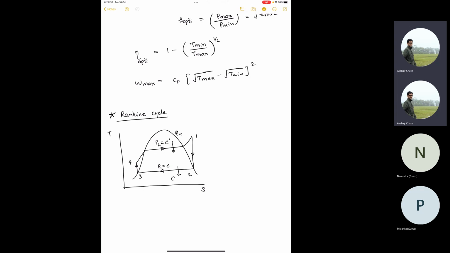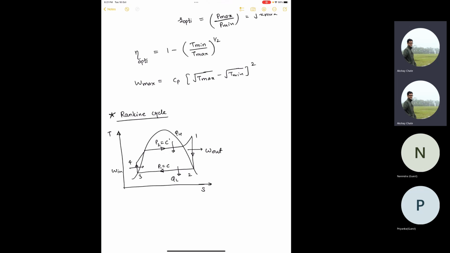There is a heat rejection here, QL. There is a work output here, and there is a pump work here. So this is a typical Rankine cycle. There is one famous question that compares the Rankine cycle with the Carnot cycle. So in the Carnot cycle, if you take the Carnot cycle within the dome, the heat addition and heat rejection processes remain the same.